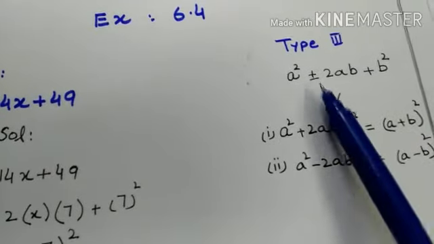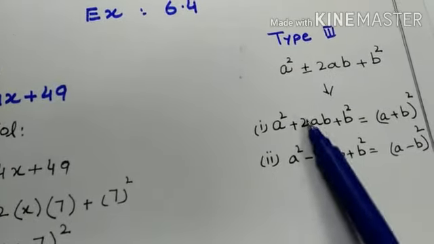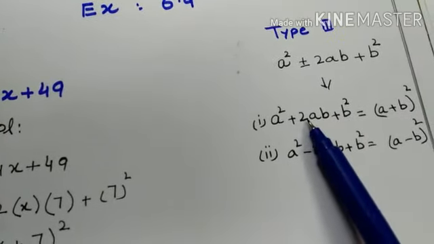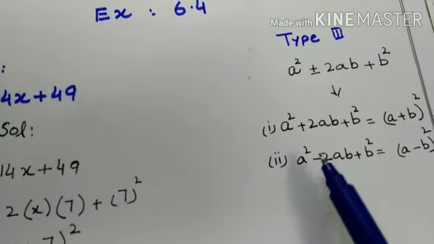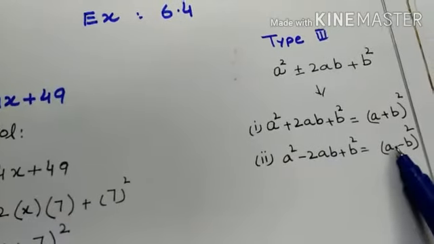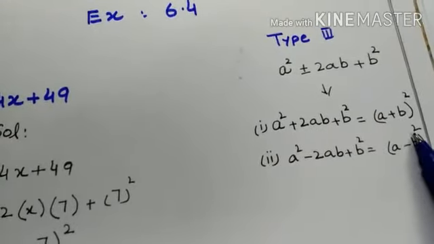Second, the minus sign: a square minus 2ab. Now see the difference between these two. Here you have the positive sign with 2ab and here you have the negative sign. When you have the negative sign over here, it means you will have the negative sign in this whole square formula, a minus b whole square. Now we start our exercise.